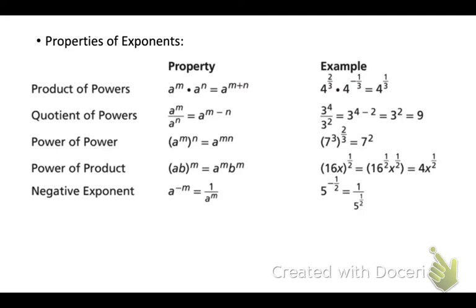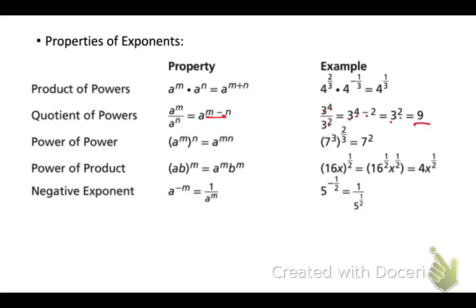So when I divide exponents, I do what with them? Subtract them. So when I divide them, now my pen is working, I subtract them. So I have 3 to the 4th divided by 3 to the 2nd is 3 to the 4 minus 2. So 3 squared is 9. You know this, correct?